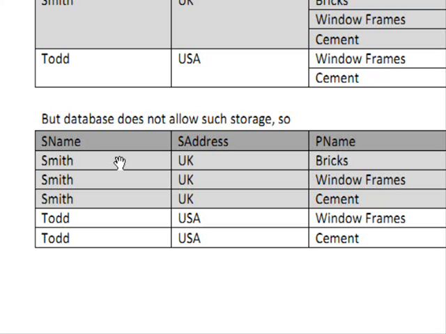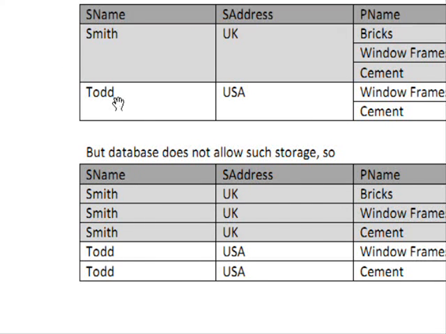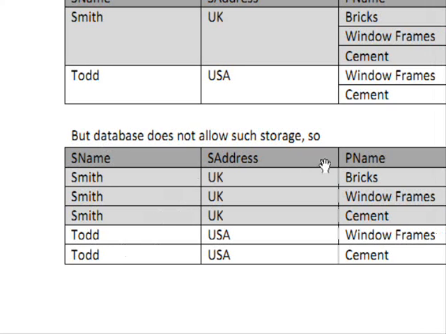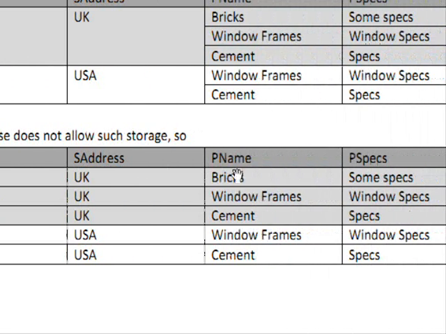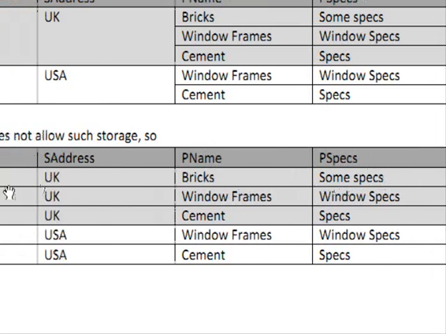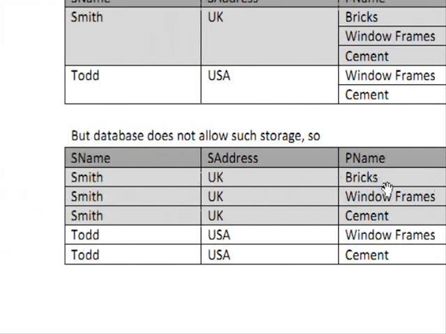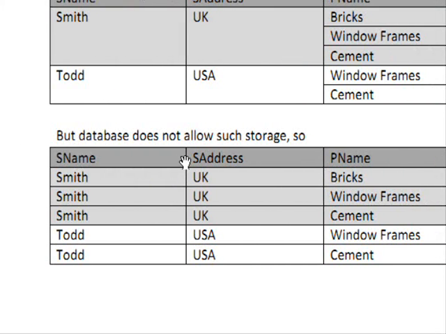The second problem is: what happens when you update Smith's name? In that case, you will have to update this table. Okay, what happens if you delete a record? Do you mean you want to delete Smith's record, or do you want to delete the part here? So it's going to be a little bit confusing when working with such a technique. But basically, the most important problem is repetition of data.